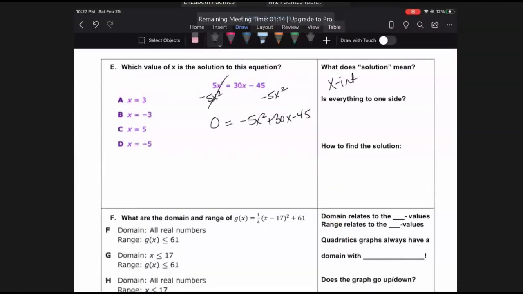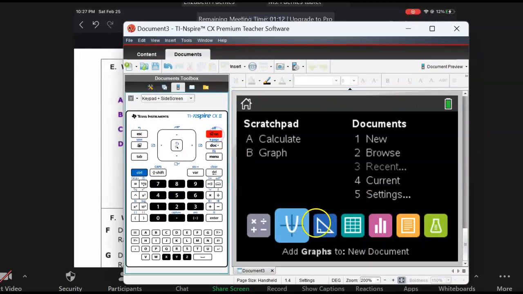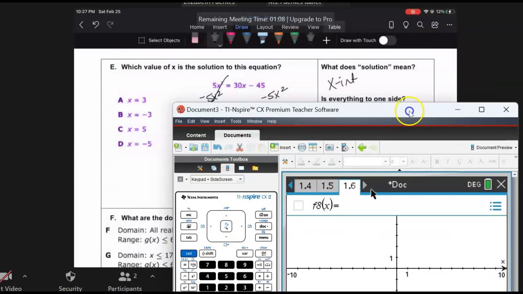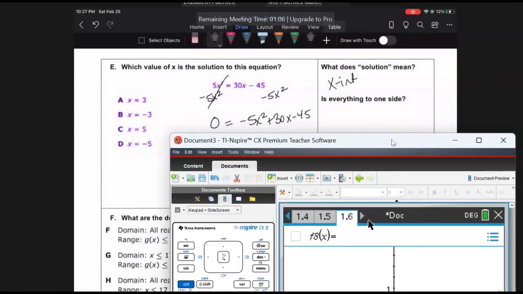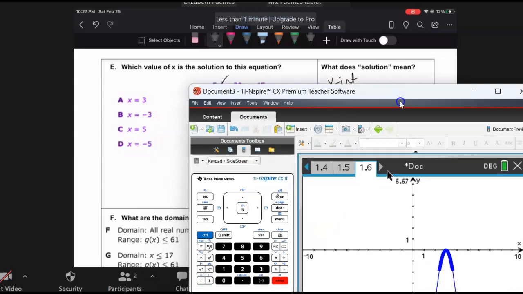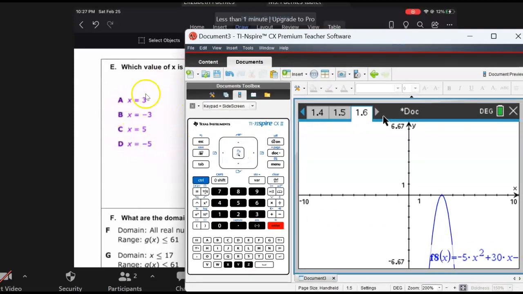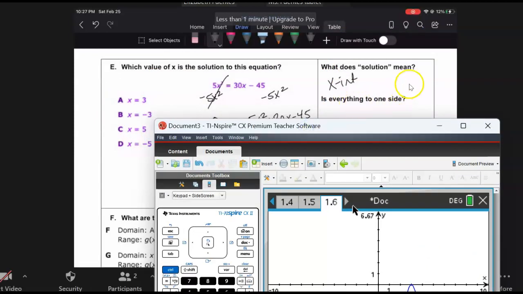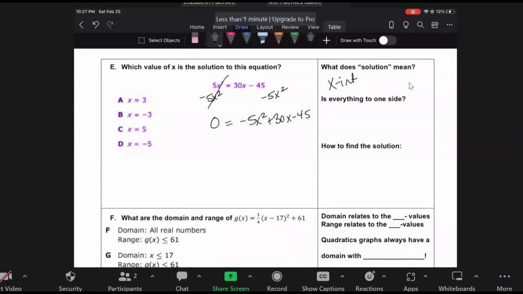So, different question, different page. So I'm going to make a new graph. And it is negative 5x squared plus 30x minus 45. And I want to see which of these is my x-intercepts. So remember, x-intercepts are written in the form of number, comma, 0.